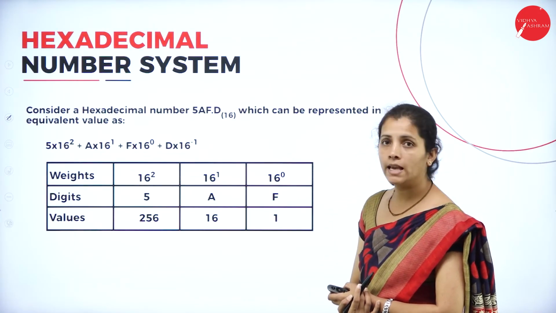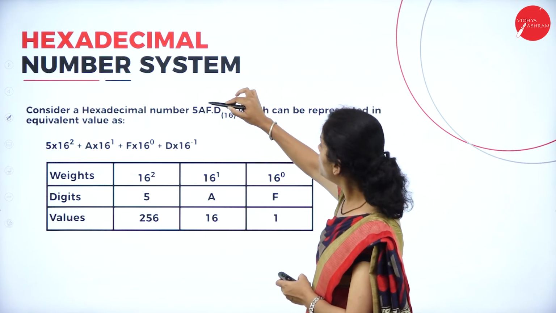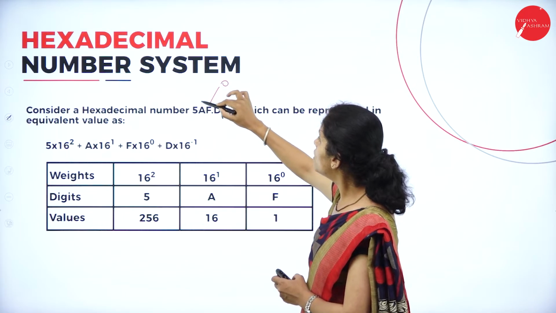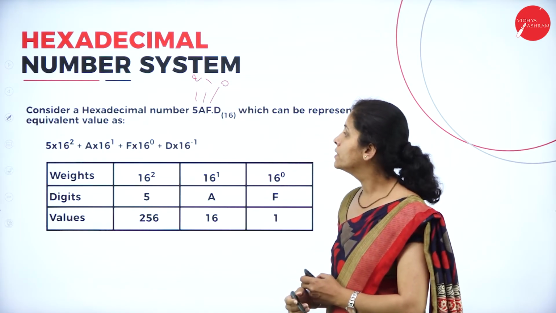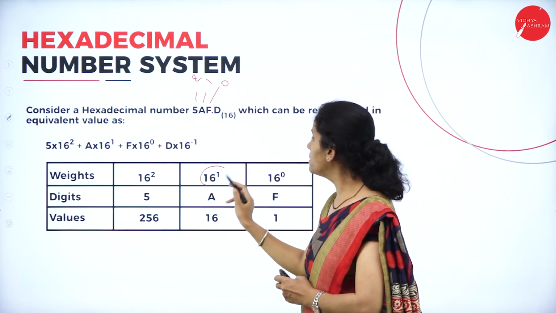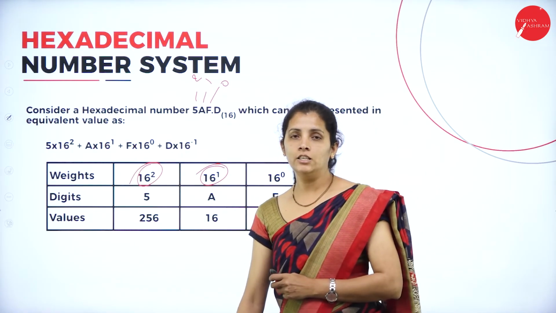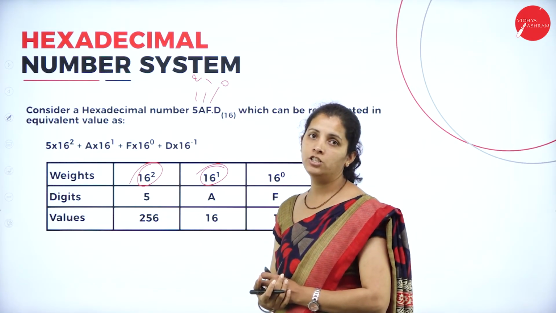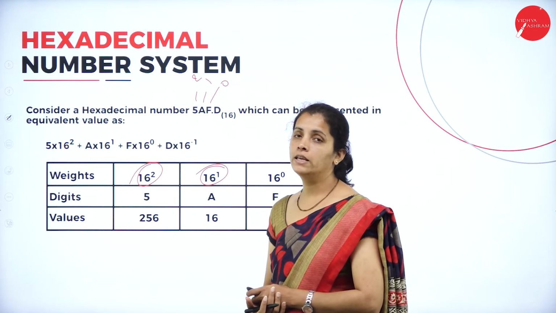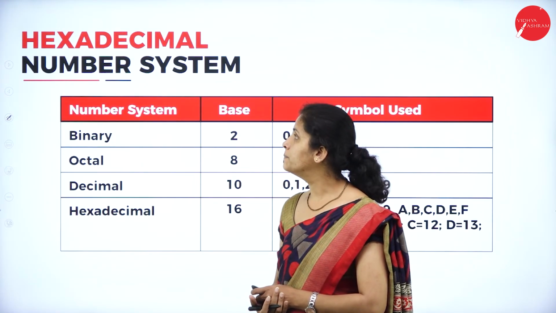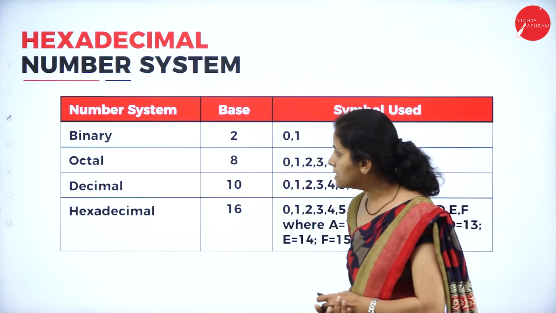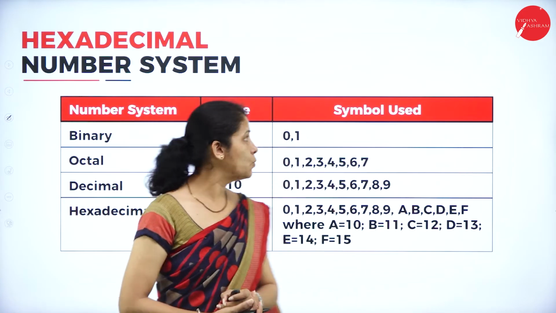Now, I'm going to have the example here. Here I'm going to write the powers: 0, 1, and 2. I'm going to find the power of each digit, multiply it with the digit, and add all the values in order to get the final output.